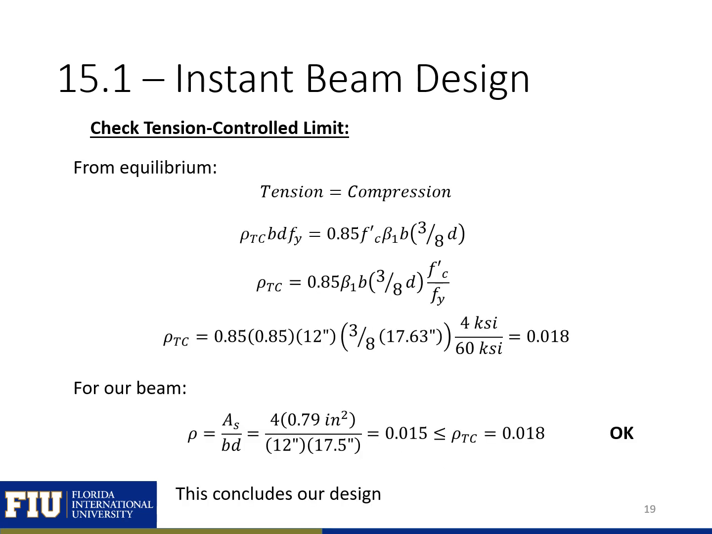And then we can use that c with our equilibrium expression to solve for rho tension controlled. So our rho tension controlled here is 0.018 with our 4 ksi concrete, our 60 ksi steel, and our d of 17.63 and our b of 12 inches here. So our rho of the beam is equal to 0.015, which is less than or equal to our rho tension controlled of 0.018. As long as we're less than our tension controlled rho, we'll have tension controlled behavior.